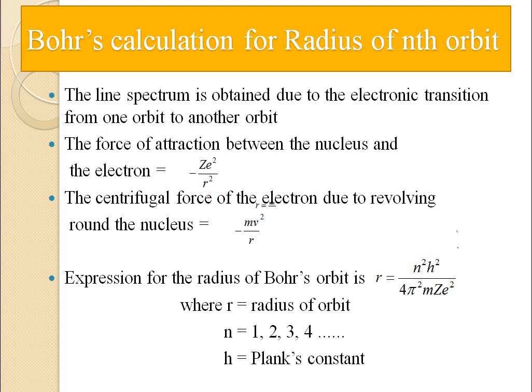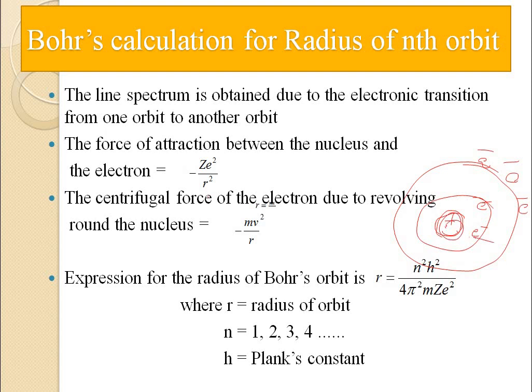Suppose this is a nucleus, and electrons are revolving round the nucleus in a particular orbit. Suppose like this, electrons are revolving round the nucleus. These are the electrons. So consider the force of attraction between the nucleus and the electron. This is the nucleus and this is the electron.